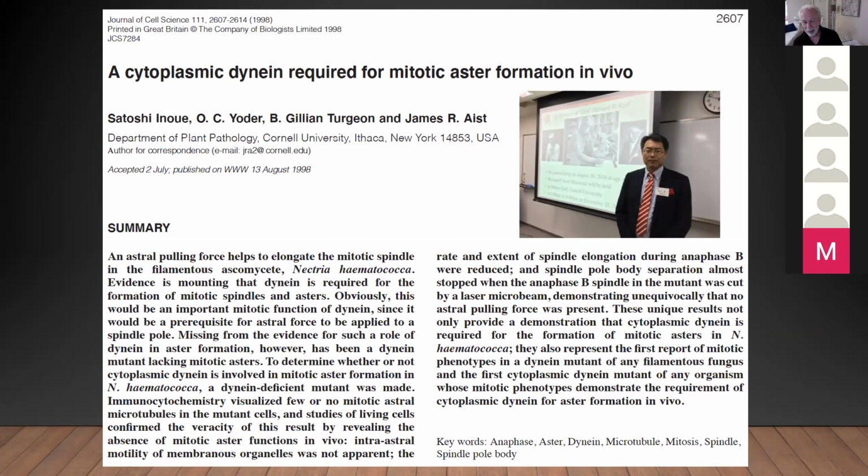So after doing this work, we published the results in a journal called the Journal of Cell Science. This is the title page, and you can see the authors. Satoshi's the senior author. I'm there at number 2. I was the principal advisor to Satoshi as he did the work. And here is the summary. The whole paper is available online if anybody ever wants to look at it. Not really necessary for you to do that for purposes of this course.